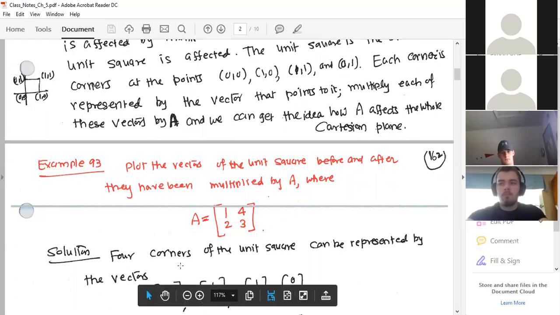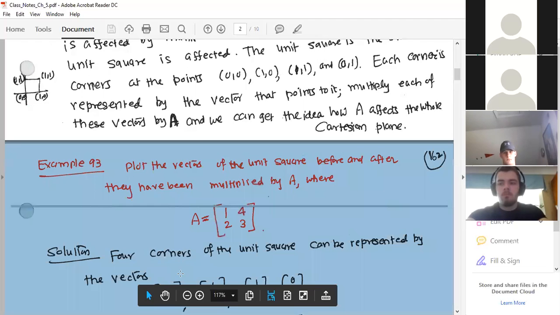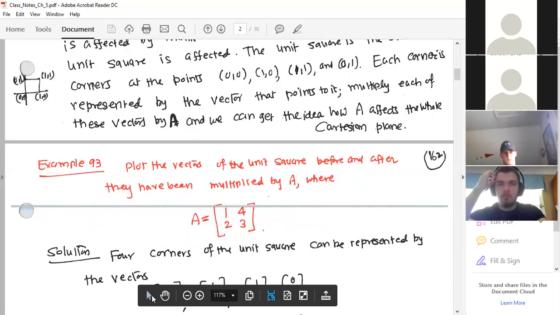So my first vector, sorry. What's wrong with this? Why am I not getting my arrow?